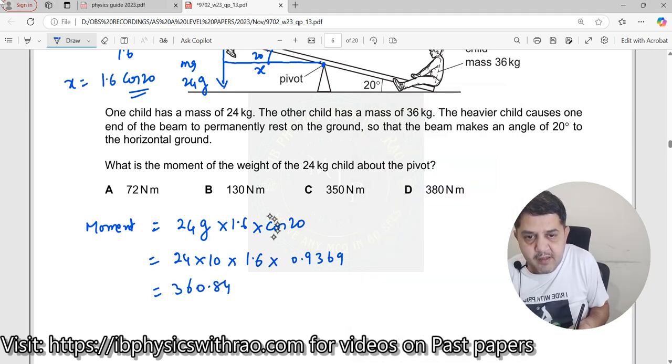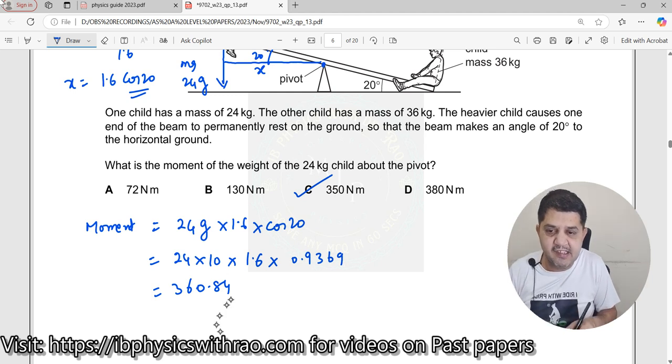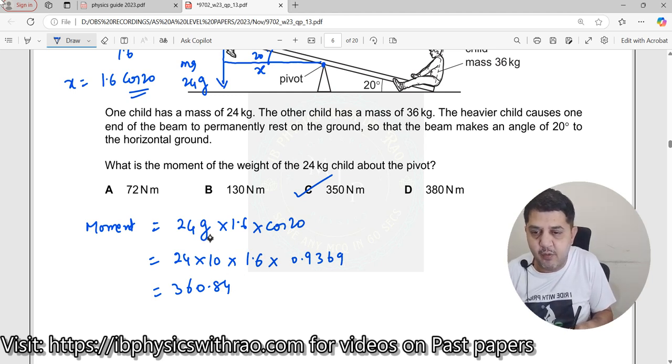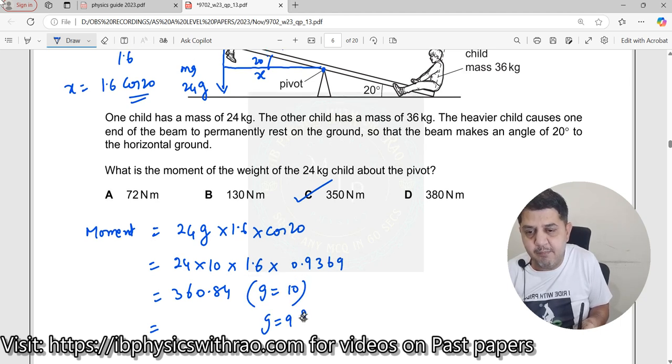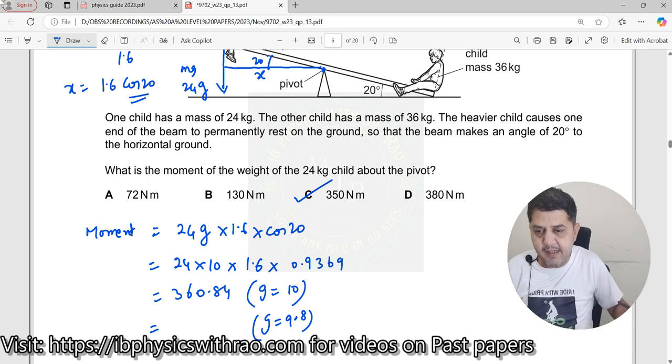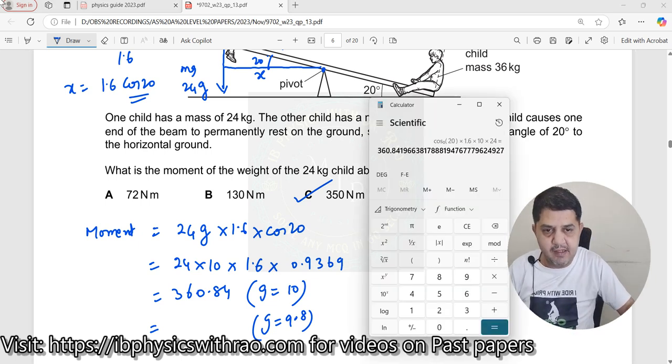Is any of the values nearby? 350 is nearby, so this should be the right answer. Why 350 and why did I get 360? I have taken the value of g to be 10 over here. Maybe if I had taken 9.8, I would have got the correct answer. If you want, you can try it out also. This is with g equal to 10. Let us calculate with g equal to 9.8 also. It doesn't take much time, the calculator does it.